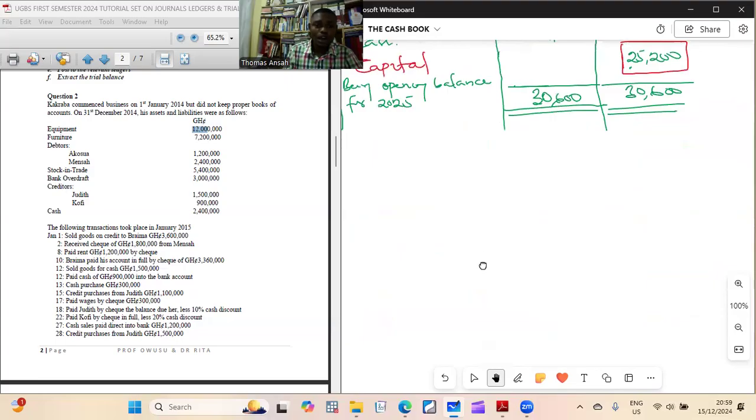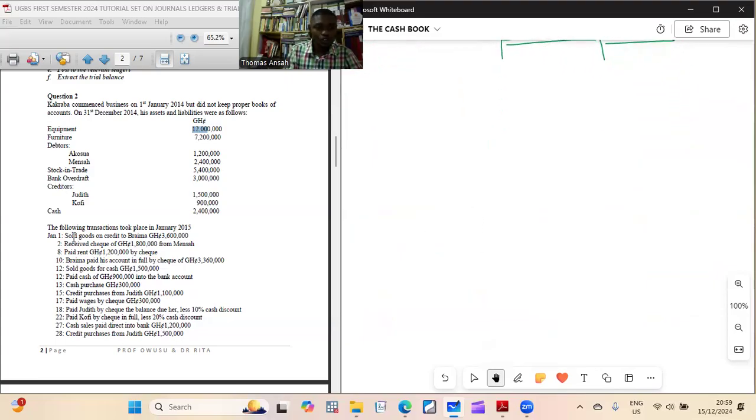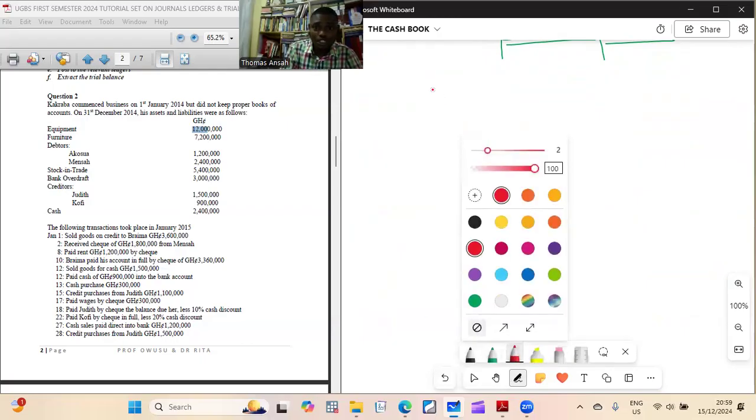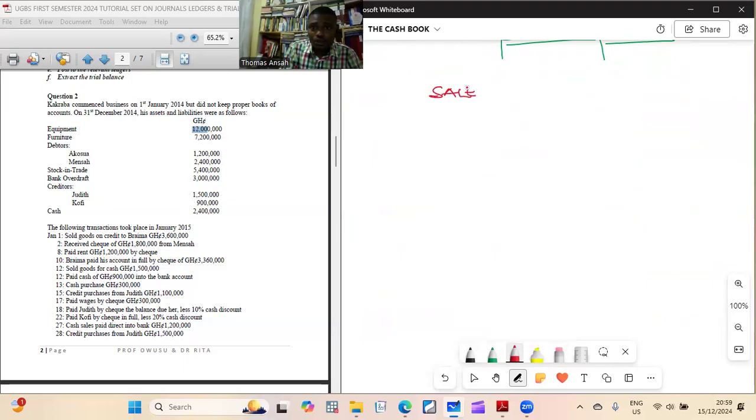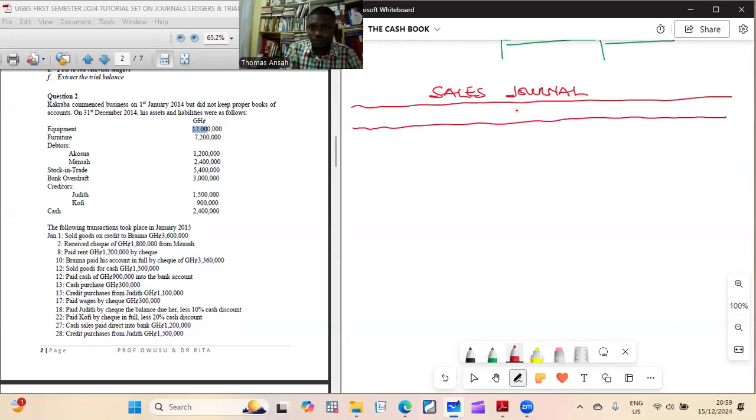All right. So now we need to also do the following transactions. So the first one, we are supposed to do the journals. Later on, we will post it into the ledgers. So I'll open my sales day book or sales journal. All right. Sales day book or sales journal. You remember how you do your journal, right? So you have date, details. Of course, you can choose to put in details or particulars.